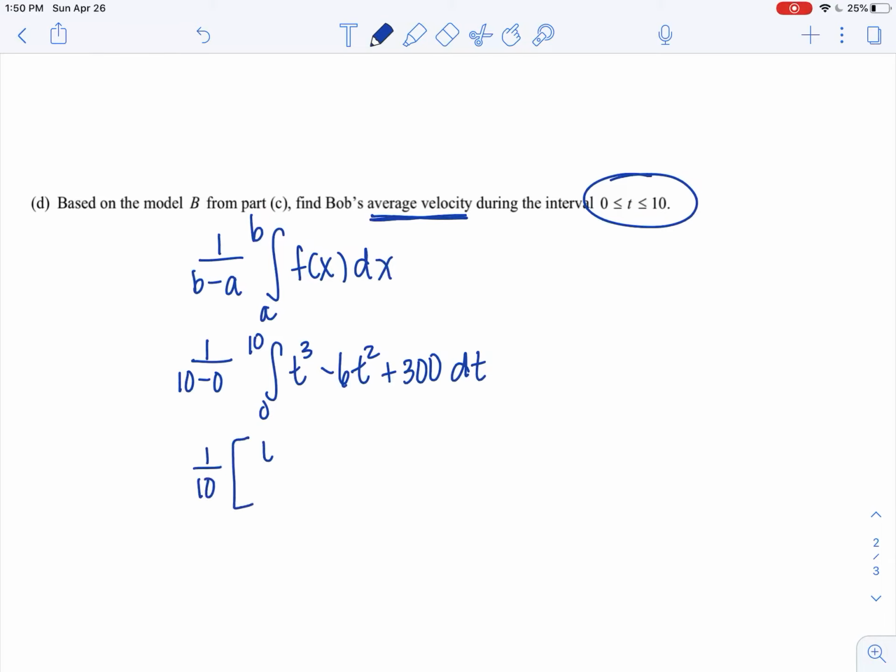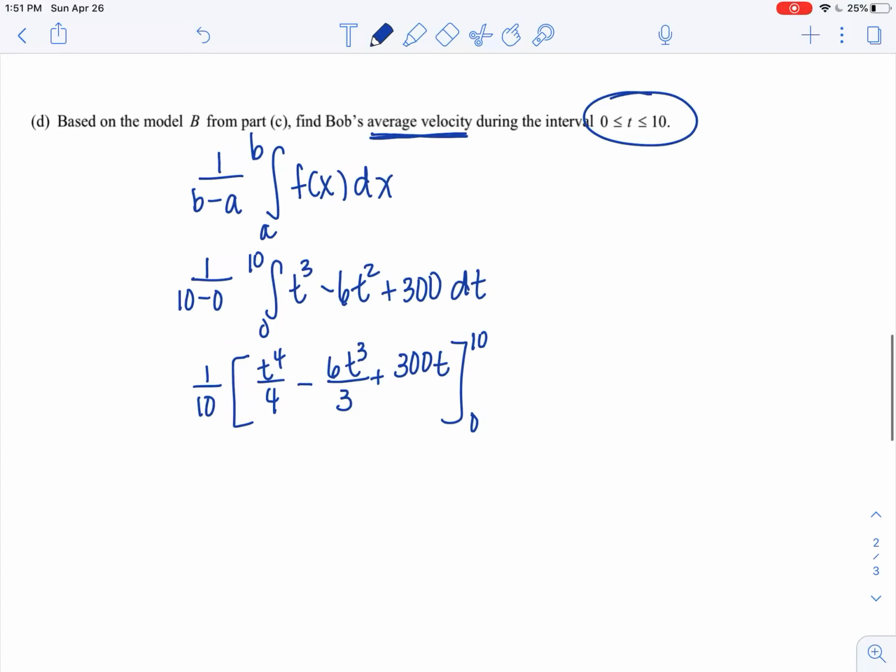So I'm going to have that 1/10 in front. When I take the integral of t cubed, I get t to the 4th over 4. When I take the integral of 6t squared, I get 6t cubed over 3. I get 300t. Remember, you don't need a plus c in this situation because you're working with a definite integral, but had this been an indefinite integral, you would have needed that plus c. And then I would just plug in my values from 0 to 10. Fortunately, I really just have to focus on what happens when I plug in 10 because the 0 is going to make everything come out to be 0.